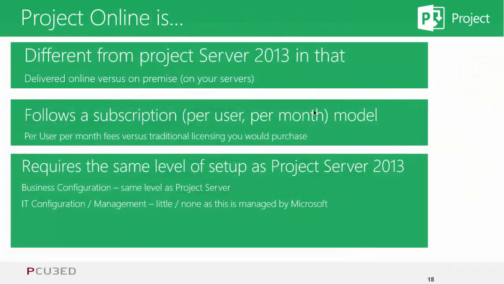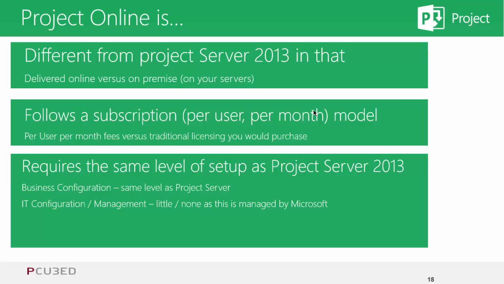Right, so let's talk about what Project Online is. Project Online is different from Project Server in that it delivers all of your information online instead of from your servers. The second thing is that it follows a subscription-based model, whereas with traditional licensing you would buy SharePoint Server, Project Server, Project Professional, SharePoint, and Project Server CALs. Then you'd also have to install all of it. Project Online replaces how you purchase that information on a per user per month basis. So if I had 50 users collaborating, I would have 50 subscriptions.